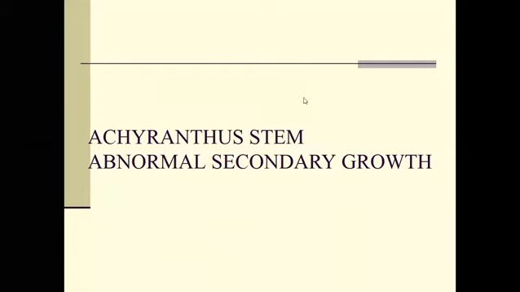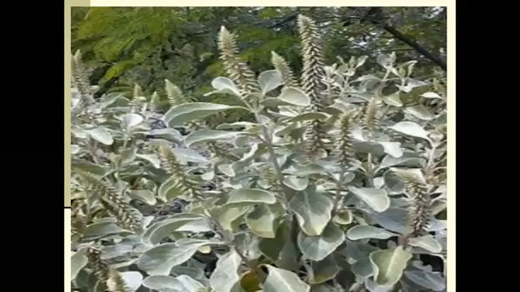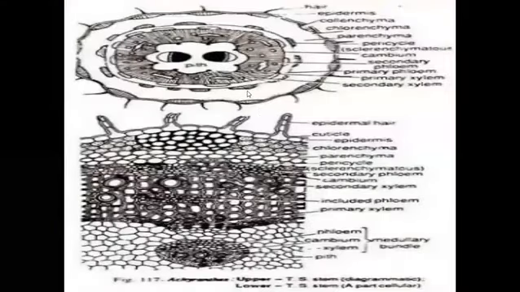Achyranthes stem TS with abnormal secondary growth is important for essay questions. See, these are Achyranthes stems, the Achyranthes plants. If we observe the Achyranthes shoot TS, it shows mainly a spheroidal outline.